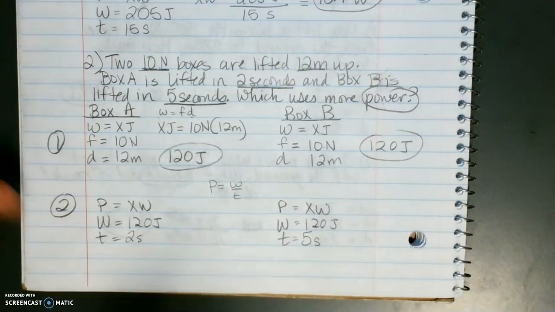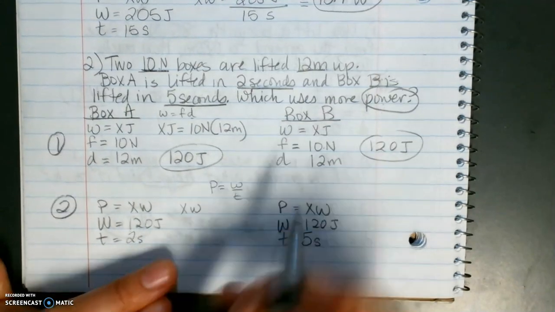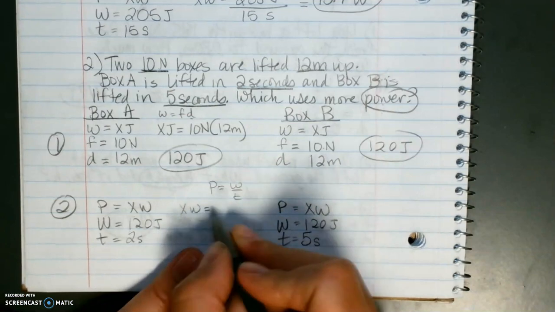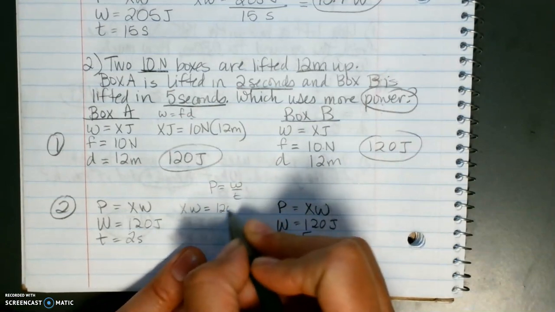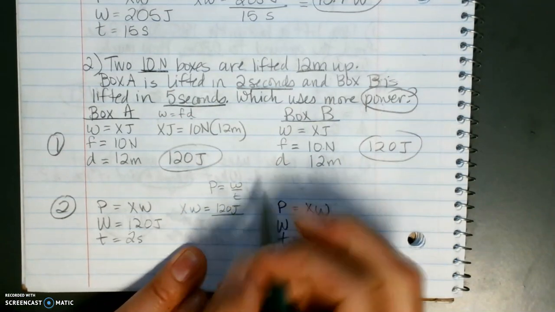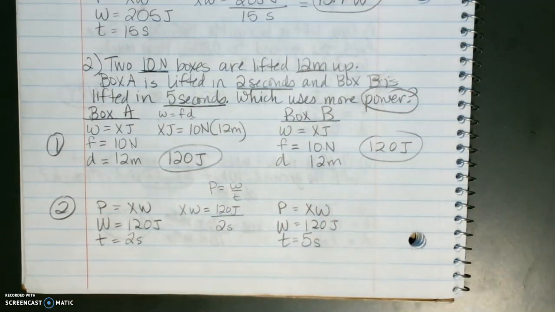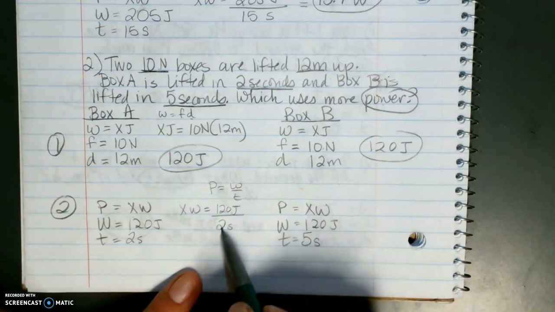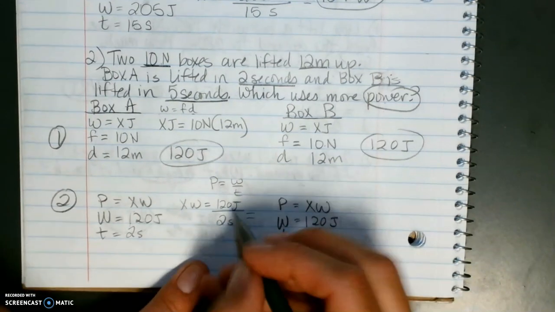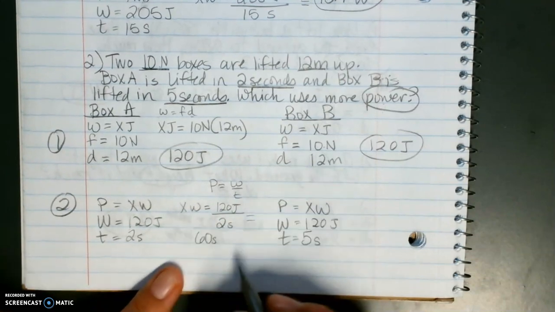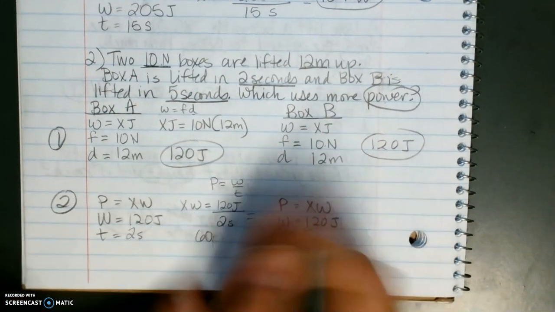So power is X watts. I'm going to start with box A. The work is 120 joules, and I'm going to divide that by 2 seconds of time. 120 divided by 2 is 60, or, I'm sorry, 60 watts, because it's joules per second.